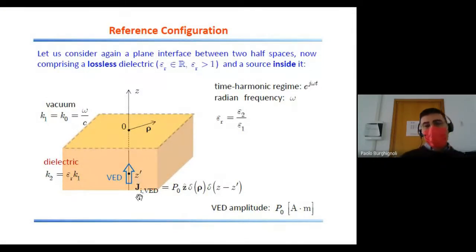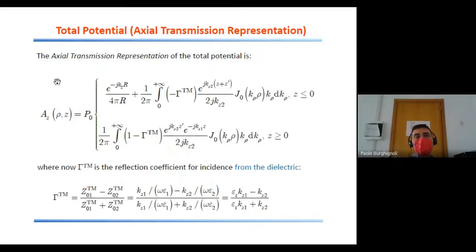Again, we have a vertical dipole that is represented in terms of an impressed electric current that is proportional to Dirac deltas. Its amplitude is this complex number here, P sub 0. Okay, we can exploit directly the formulas that we derived in the previous lesson. In particular, our starting point will be the so-called axial transmission representation of the total potential that expresses the potential in the upper and lower regions in terms of inverse Hankel transforms of order 0.